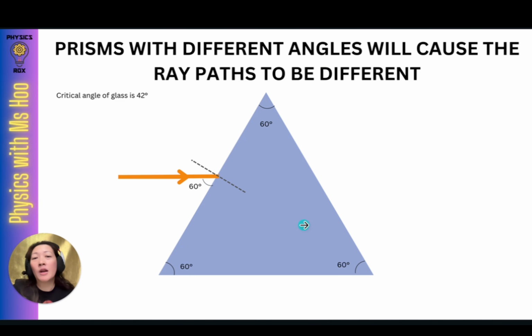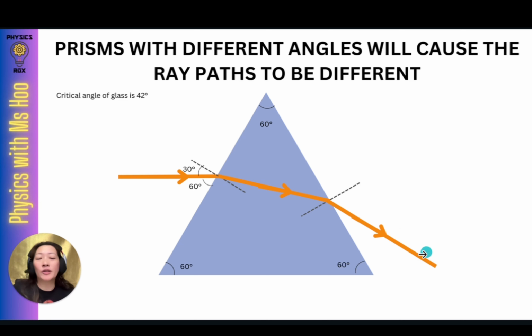But remember, whenever we want to measure the angle of incidence of the light ray, it is measured between the ray path and the normal line. That means that the incident angle is 30 degrees. So when the light ray enters the glass block, it's going to refract towards the normal. And when it reaches the other side, here's a normal line, the light ray is moving from glass to air. So it's going to refract away from the normal, like so.